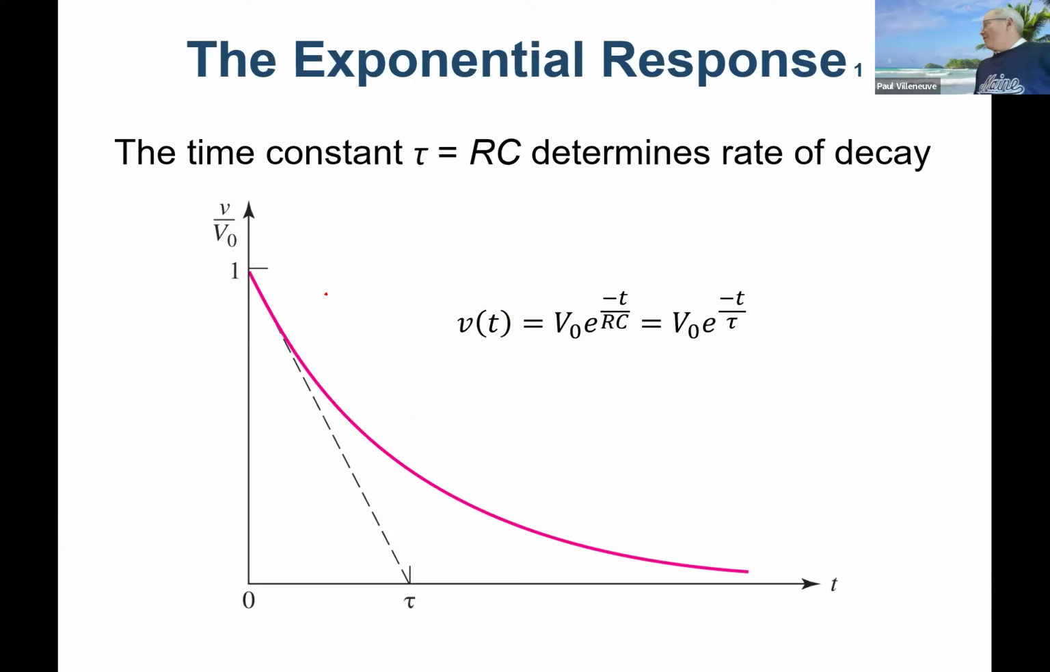And here's what it looks like. If you were to plot it out, you start out at your initial condition, and I've normalized it over here to show that it's V divided by V naught, to make it unified to start at 1. And then as you can see, as time increases, it gets closer and closer to 0. But interestingly enough, it never gets to 0.